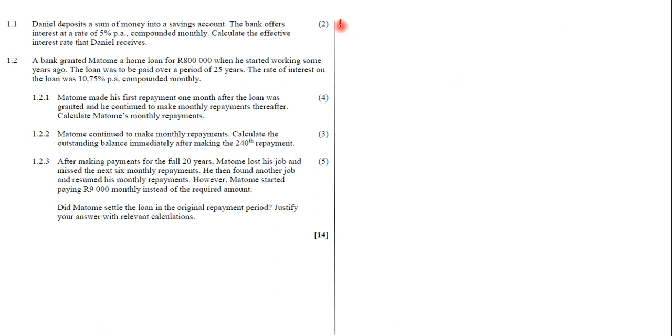All right. Now, next question. Matome continued to make monthly repayments. Now calculate the outstanding balance immediately after making the 204th repayment. Okay, so outstanding balance has a formula. It has a compound formula. I'm going to explain the compound right now, minus the future value: (1 plus i) to the n, minus 1, over i.